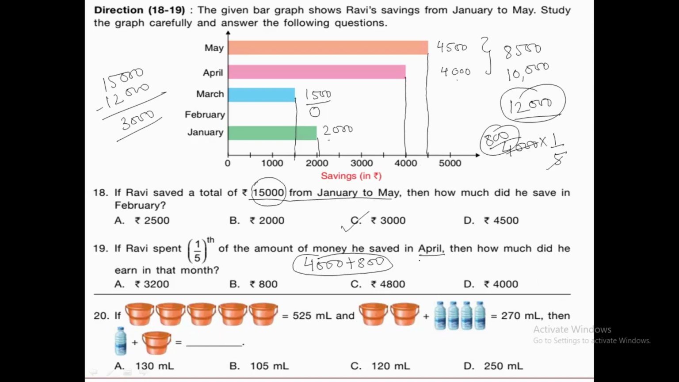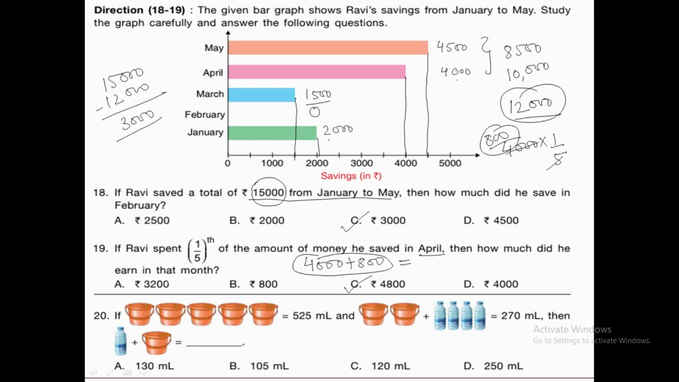Okay, in the month of April. So how much amount did he earn? So 4,800 rupees he earned in the month of April. Okay, because 4,000 are savings and 800 is what he spent in that month. So if we add the savings and expenses, we will get the total earning. So that's how we are getting 4,800 as his total earning. Okay, now let's move to question number 20.